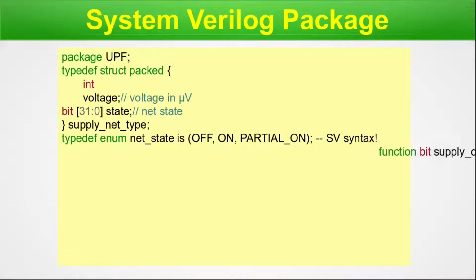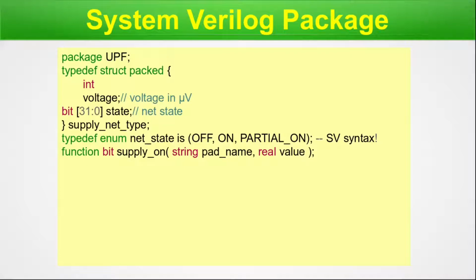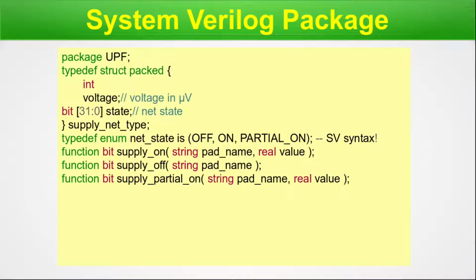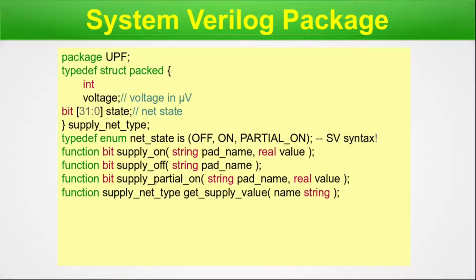This is SV syntax. And then we have our function supply on, with the pad name and the value as the arguments. The next is supply off, and the argument is pad name. In both cases, the return type is bit. The next one is supply partial on, pad name, and then value. Supply net type, get supply value, and then name string.